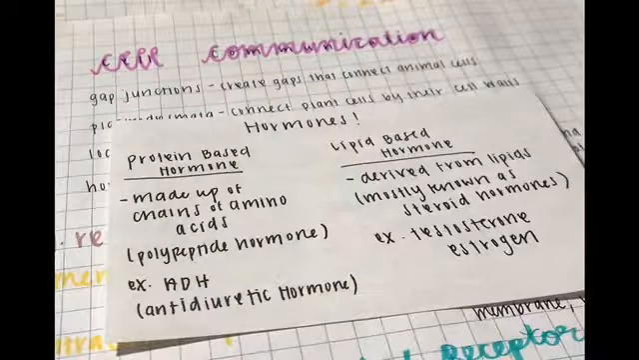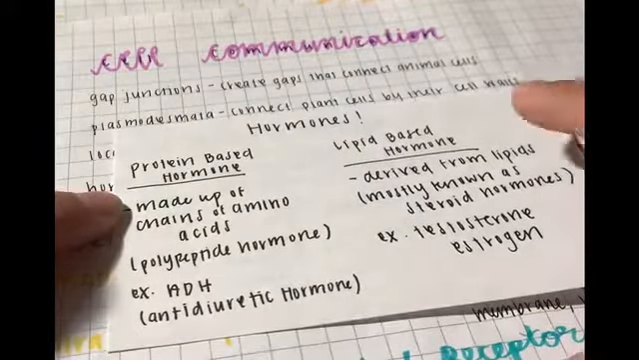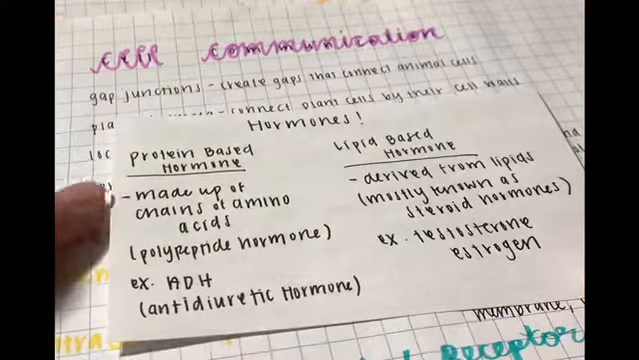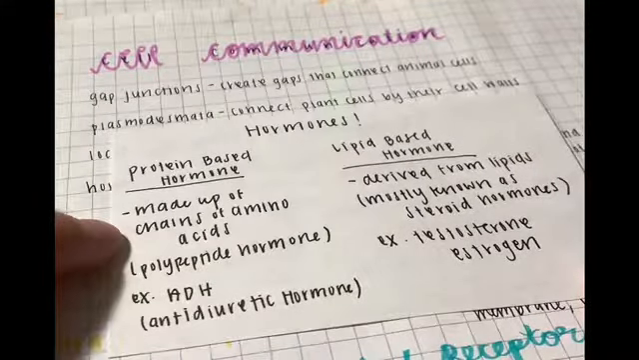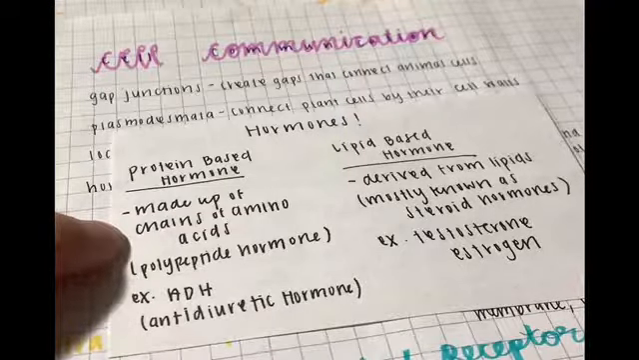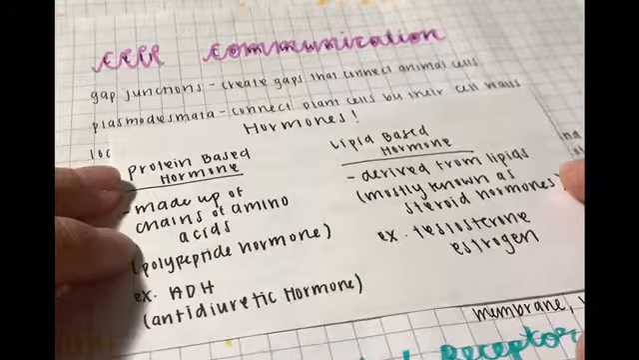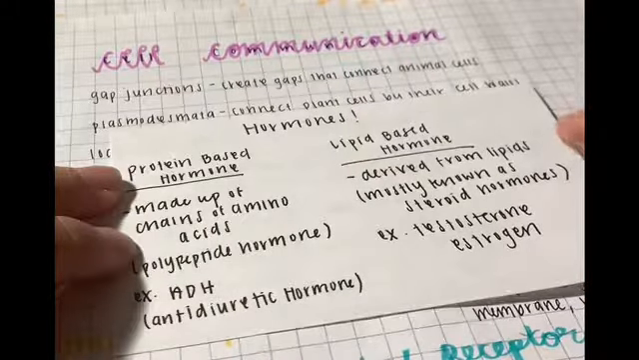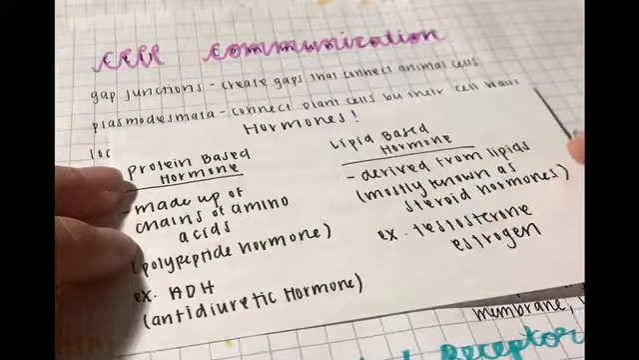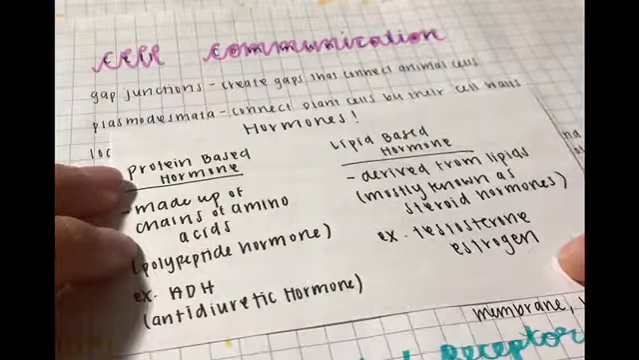Next, we're going to be talking about hormones, and the two hormones I have here are a protein-based hormone and a lipid-based hormone. The differences are that a protein-based hormone is made up of chains of amino acids, or a polypeptide hormone. Examples of this are ADH, which is the antidiuretic hormone. And lipid-based hormones are derived from lipids, as in the name, and they're mostly known as steroid hormones. Examples of this include testosterone or estrogen.